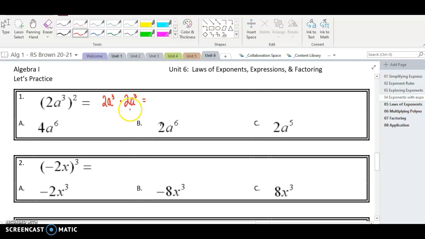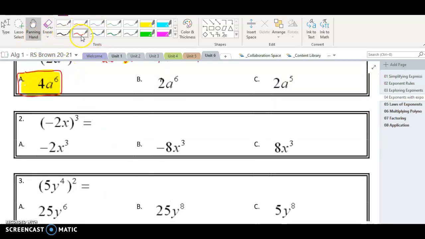So if we go back to our multiplying exponents that have the same base, first of all, we need to make sure that we multiply the 2 times the 2. We have 2 times 2 is 4. Now I have the same base, a. And whenever I have the same base, I add my exponents. So 3 plus 3 is going to be 6, right? So I have 4a to the 6th power. So my answer would be A, 4a to the 6th power. That wasn't so bad, was it? Okay, all right, good. Let's move on.